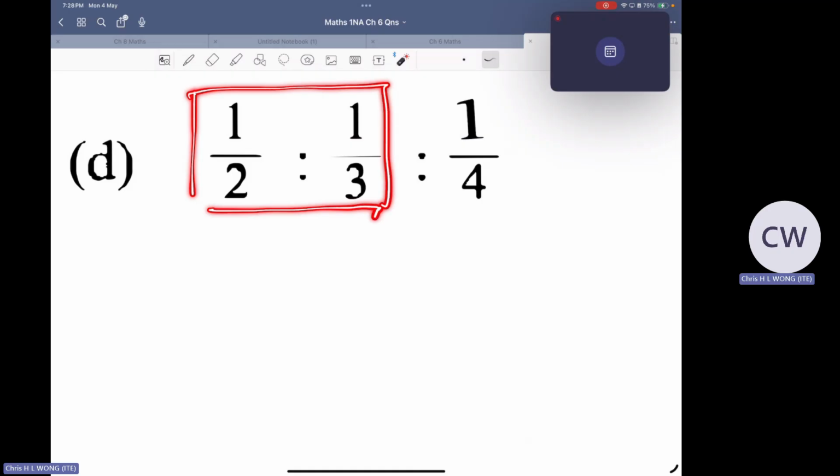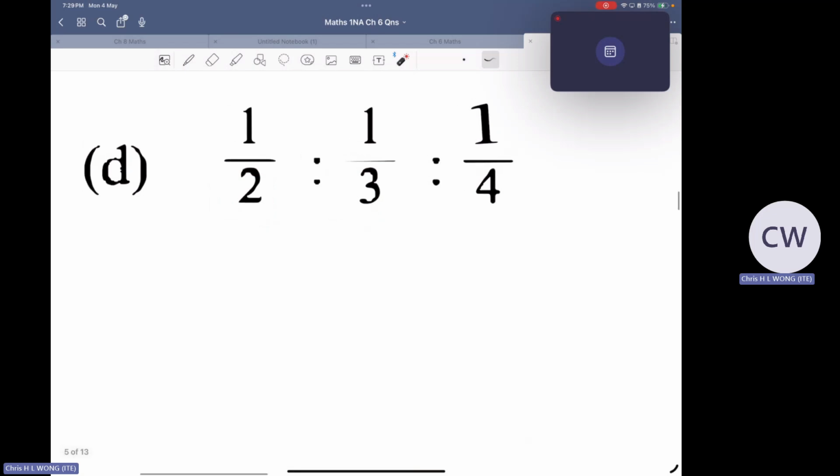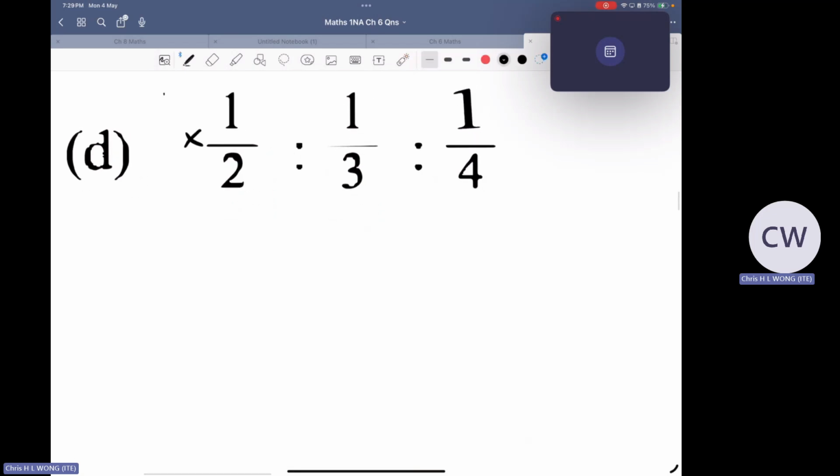Okay, 1/3. Let me work on this first. I will make it into 2 and 3. The LCM is 6, right? So I will times 6, times 6. I will have 2 and 3.